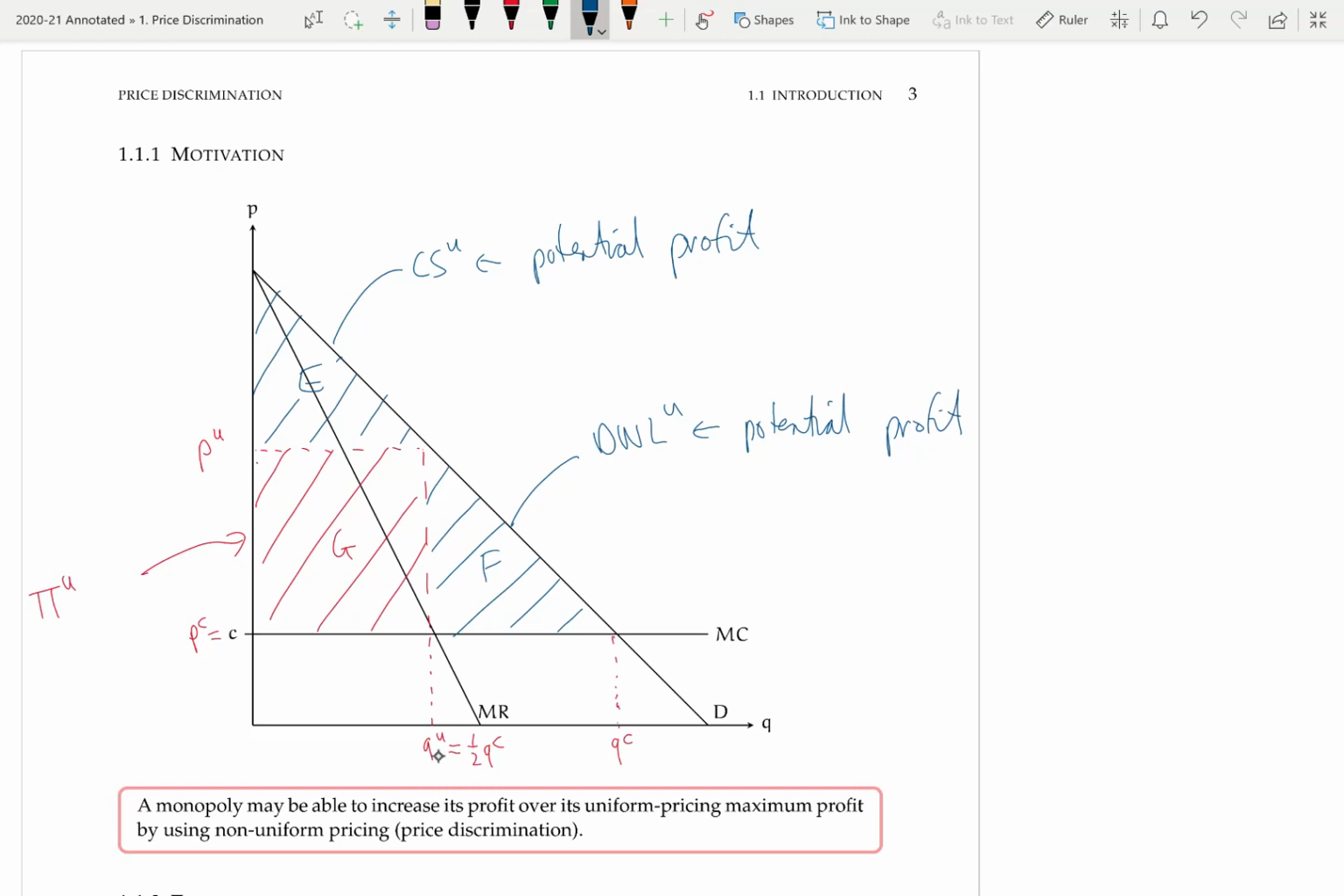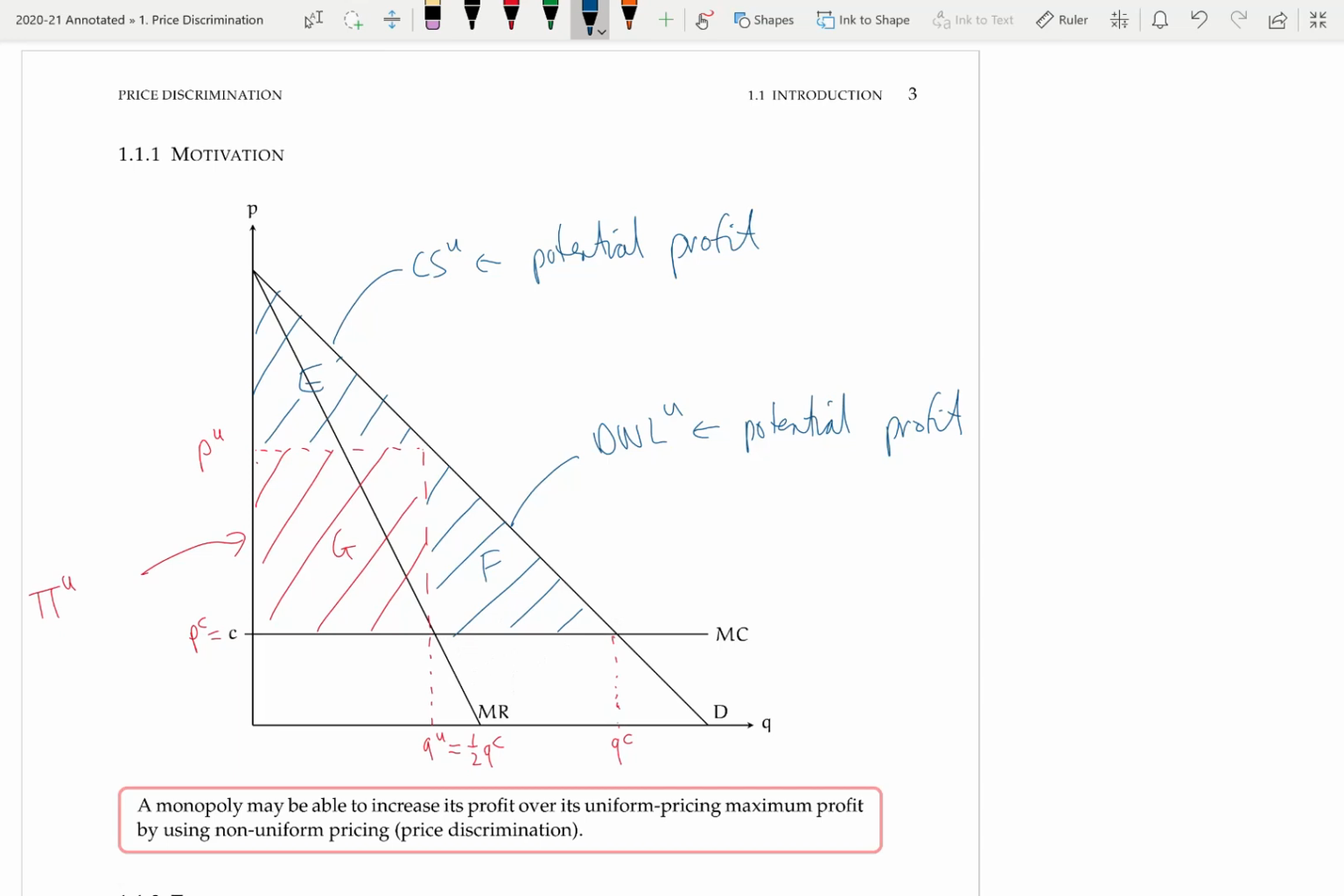Now these units between QU and QC, well, they're not being sold by the monopolist. The consumers are willing to pay more than the marginal cost because the demand curve is above the marginal cost curve. So the monopolist could potentially sell these units to consumers for more than it costs them to produce. Now the reason they don't under uniform pricing is because to sell these units, they would have to lower the price on all the other units they're selling, and it's not worthwhile doing that because the marginal revenue of these units is less than the marginal cost.